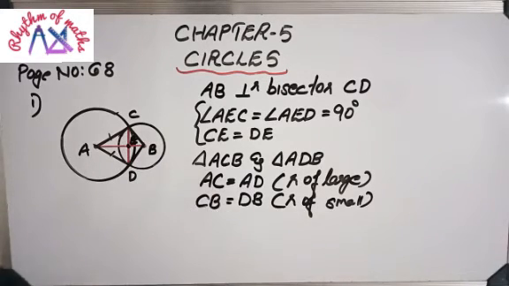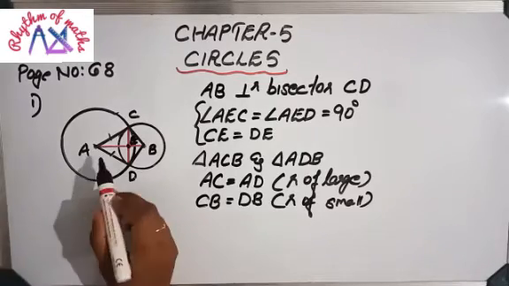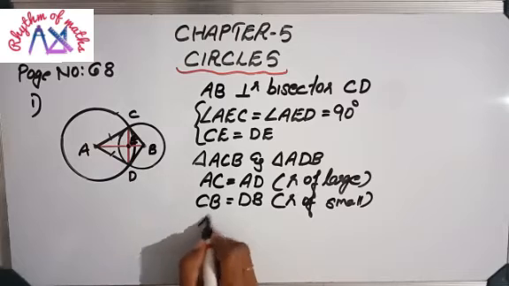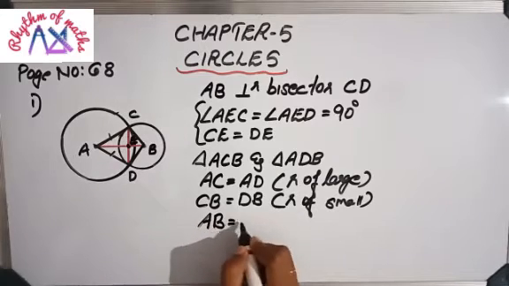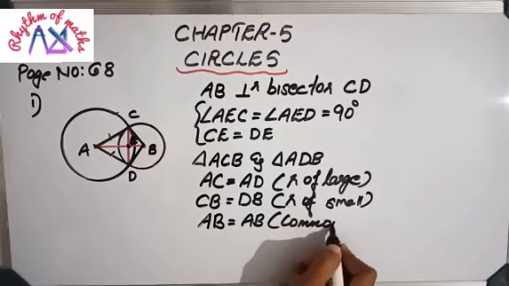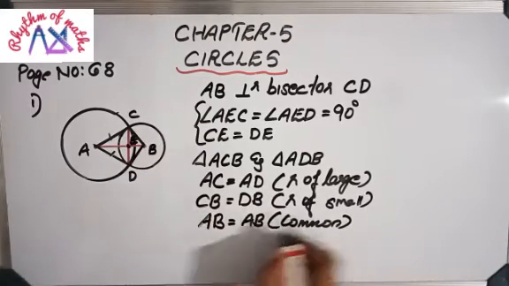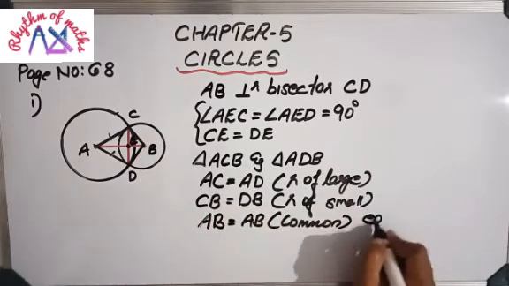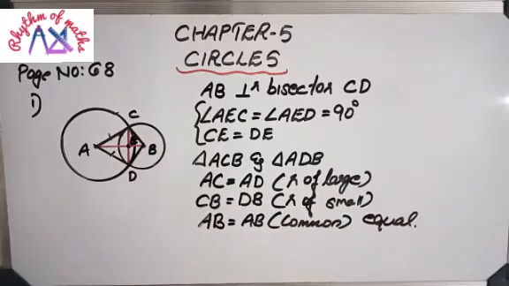So two sides we got as equal. And we know AB is a what? Common side. In both these triangles, AB is common. So AB equal to AB, common side. So we got all the three sides as equal. So all the three sides equal means what? These two triangles are equal triangles.